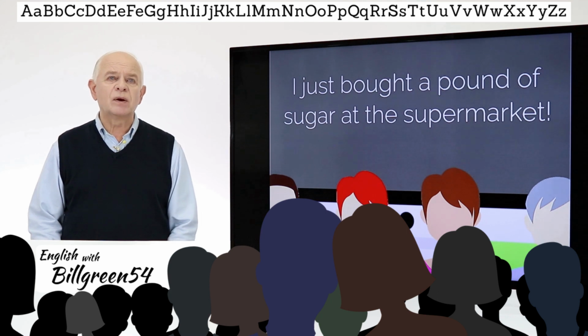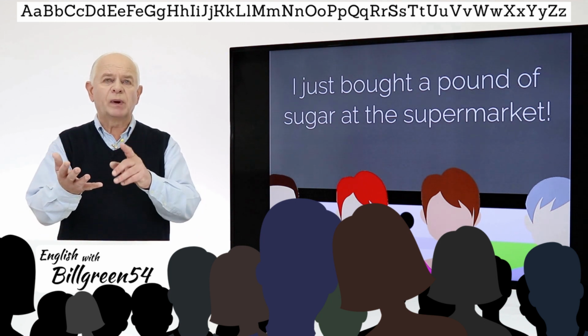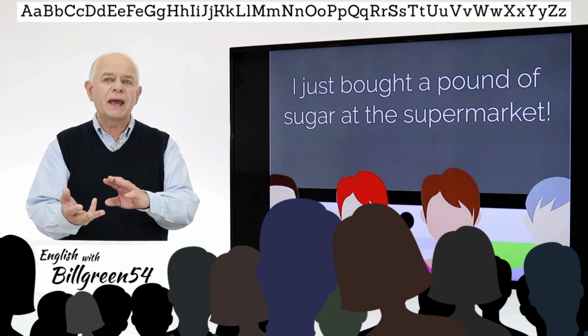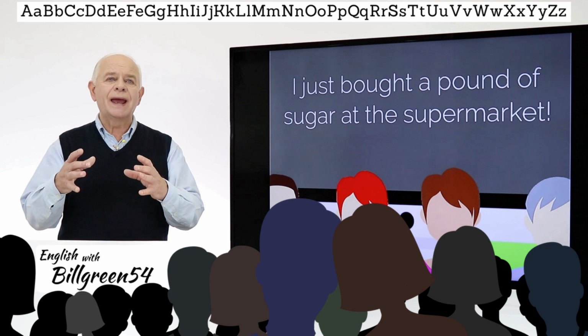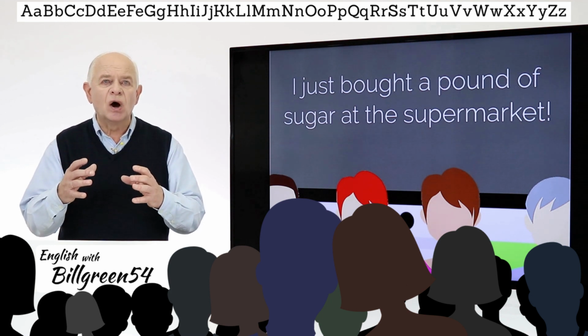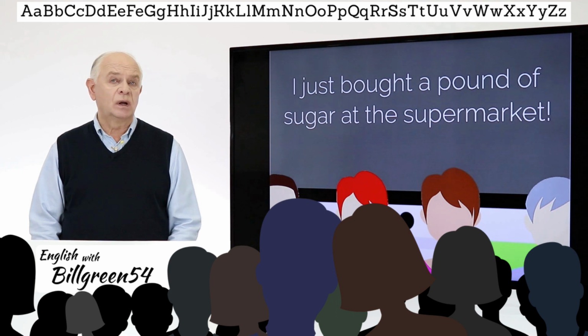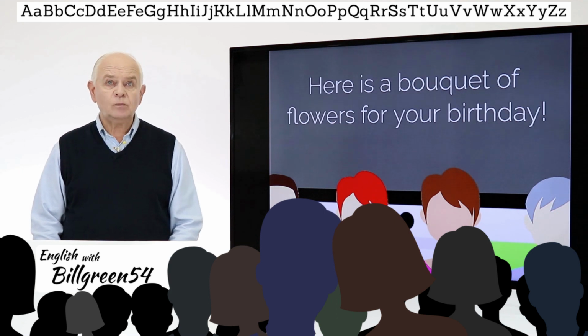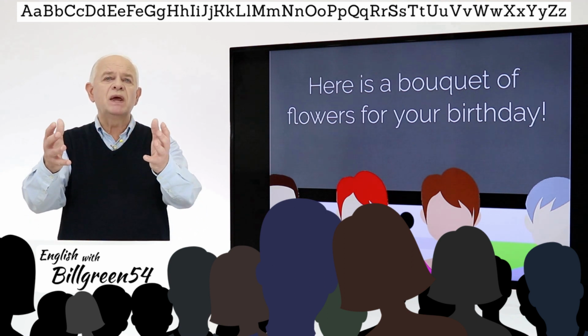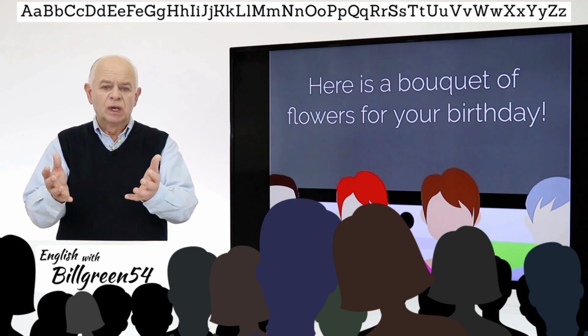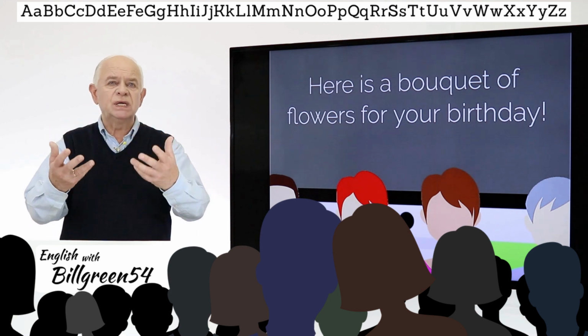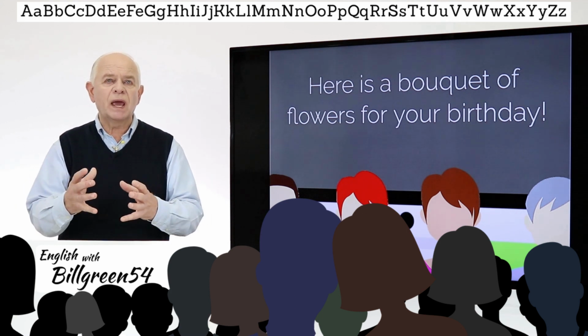Hey, I just bought a pound of sugar at the supermarket. So it could be a pound of, it could be a bag of, it could be a can of, a container of. And this is how we talk about items that are often uncountable. Here is a bouquet of flowers. So a bouquet, how do we describe many flowers? I could say, well, I have 12 or 13, 15 flowers in this bouquet, right?